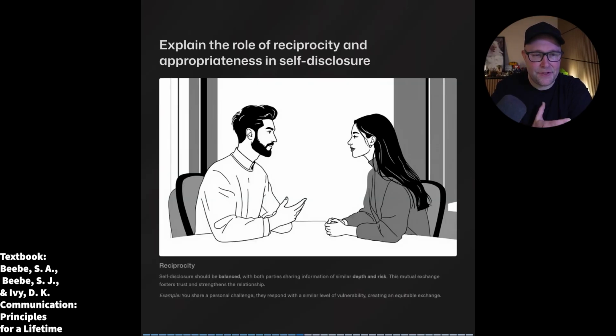Reciprocity is self-disclosure that should be balanced, with both parties sharing information of similar depth and risk. This mutual exchange fosters trust and strengthens the relationship. For example, you share a personal challenge. They respond with a similar level of vulnerability, creating an equitable exchange.